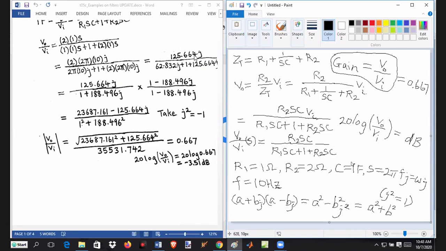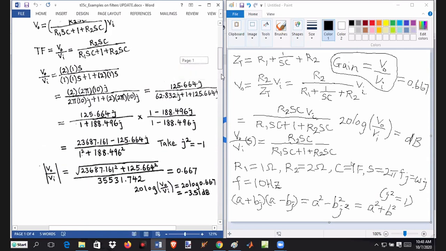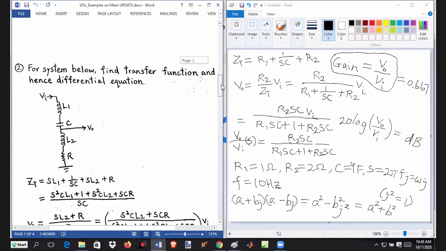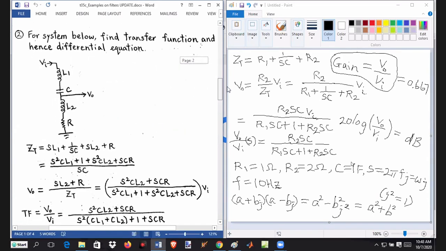Now this is the first example here. Let us look at the second example. Second example, now you don't call this one low pass filter, high pass filter. There's nothing like that anymore. They are just filter network.